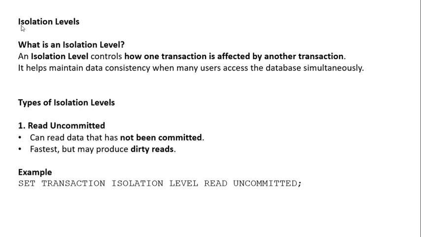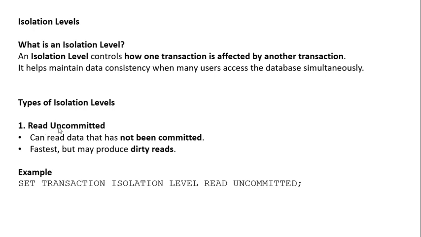The other topic is isolation level. What are isolation levels? Isolation levels control how one transaction is affected by another transaction, and they help maintain data consistency while many users access the database simultaneously. Now the types of isolation levels.